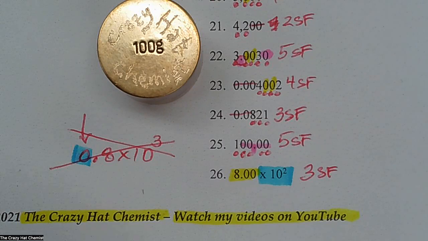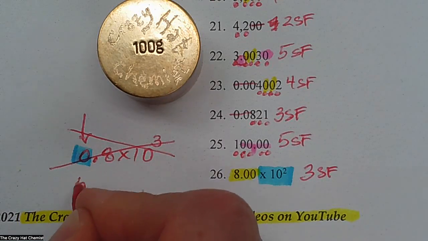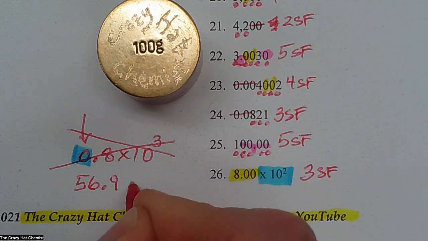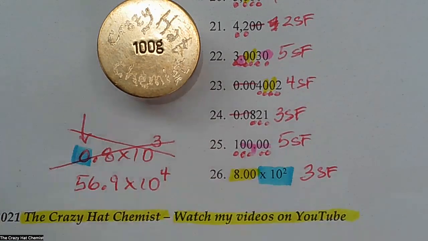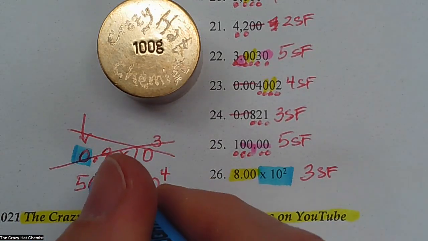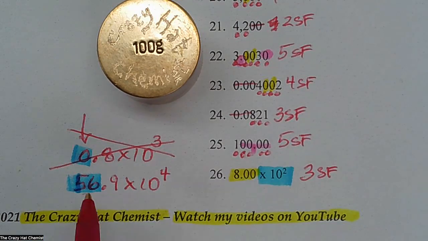That does not apply. As well as if we were to have like 56.9 times 10 to the 4, this is also improper exponential notation because the number before the decimal, prior to the times 10 to the, needs to be between 1 and 9. And that is certainly bigger.